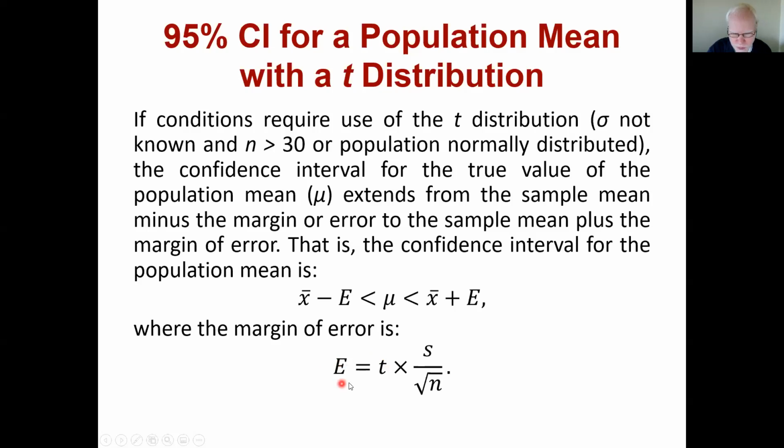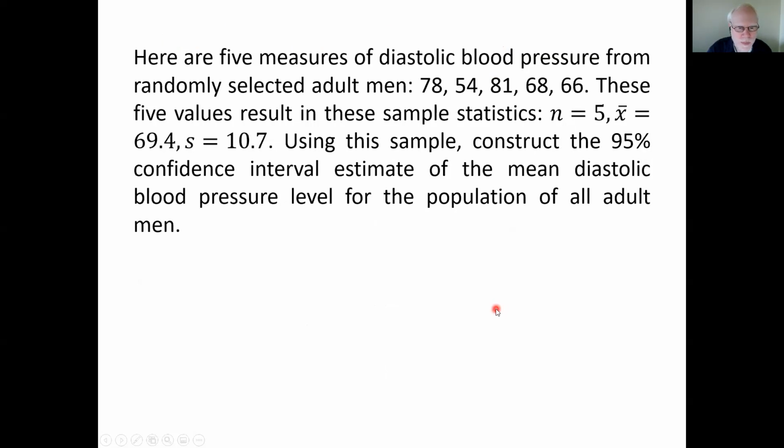And so once you found E, you just plug it in here and here, and you've got your confidence interval. So let's try an example. Here are 5 measures of diastolic blood pressure from randomly selected adult men. So we got 78, 54, 81, 68, 66.